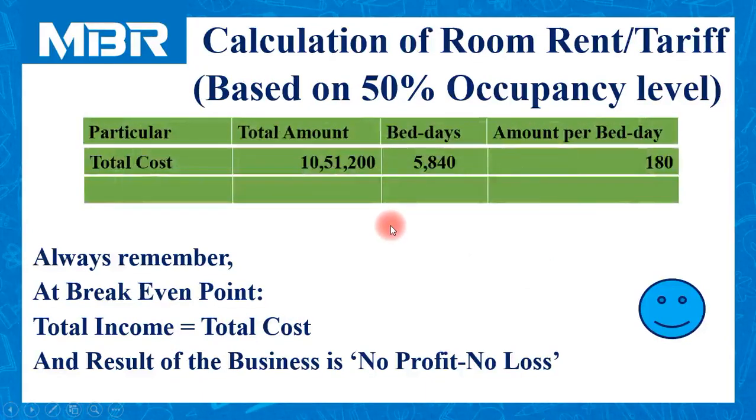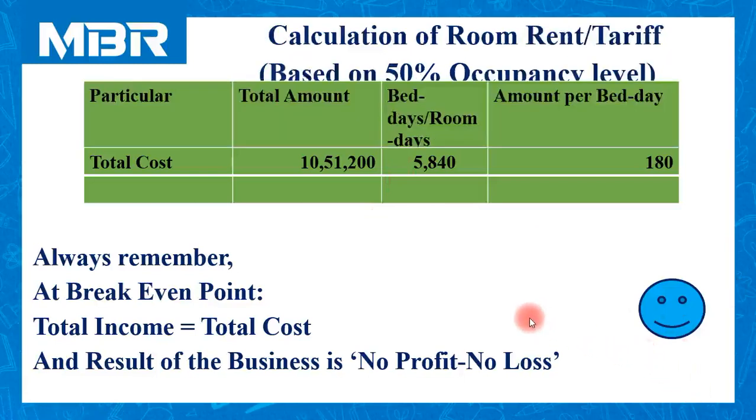So let us prepare. Total cost 10,51,200. Bed days at 50% occupancy level. Here you can use room days as well, because here we have 32 single rooms. It means number of beds and number of rooms remain same. So you can use either bed days or room days over here. 10,51,200 divided by 5,840 at 50% occupancy level. So amount per bed day for the cost is rupees 180.